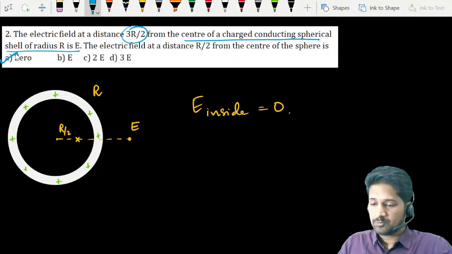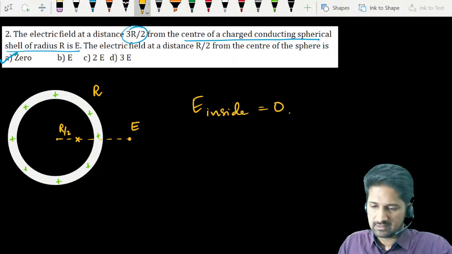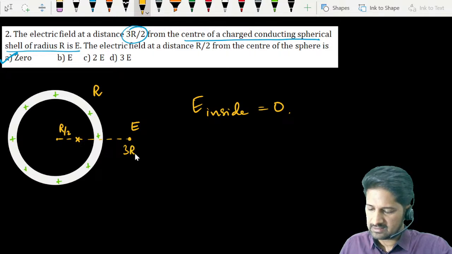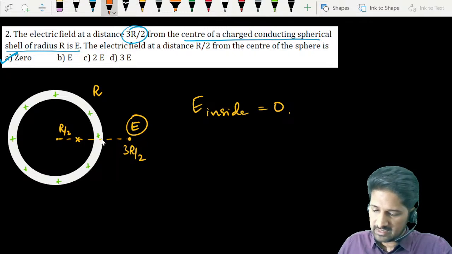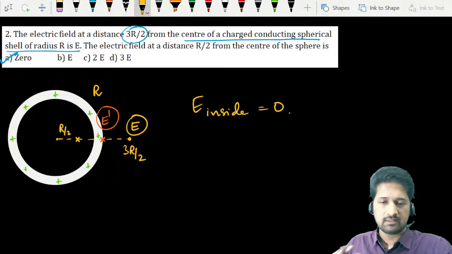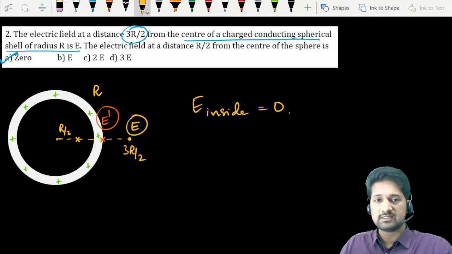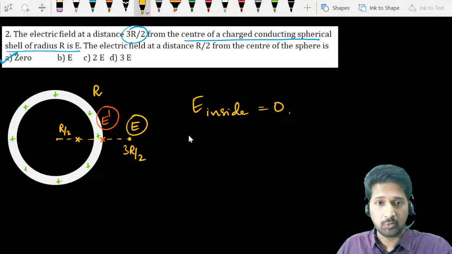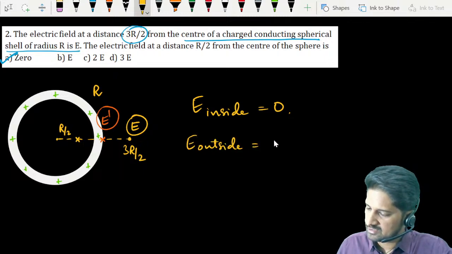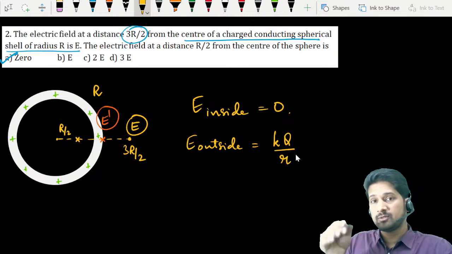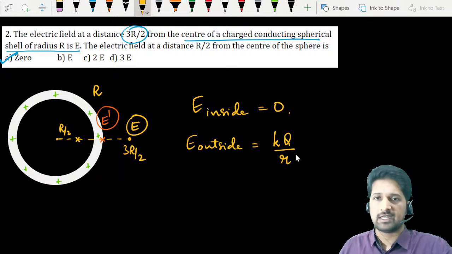But suppose they ask you something else related to this. Like they have given you the electric field at a distance 3r by 2 as E, and let's say they ask you how much is the electric field on its surface. How to answer such questions? Now E is the electric field at a distance 3r by 2, which is a point outside the sphere, and the electric field outside a uniformly charged sphere is given by the formula kq by r, where r is the distance from the center of the sphere to the point where you are calculating the electric field.